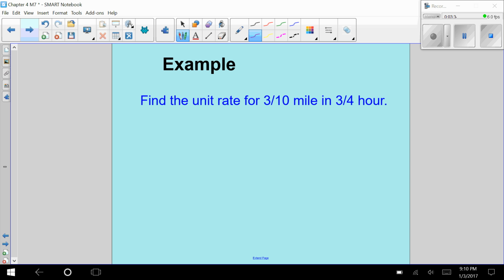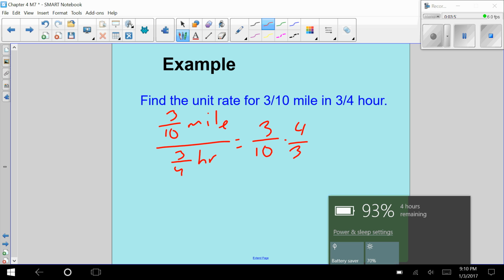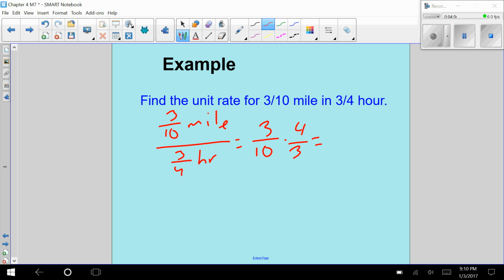Try this one. Find the unit rate for 3/10 of a mile in 3/4 of an hour. To do this one, you'll do 3/10 of a mile over 3/4 of an hour. We're going to do 3/10 divided by 3/4, which we flip the second one and multiply, so 3/10 times 4/3, which ends up equaling 12 over 30, which simplifies down to 2/5, or 0.4, miles per hour, and you can always shorten miles per hour to MPH if you'd like.